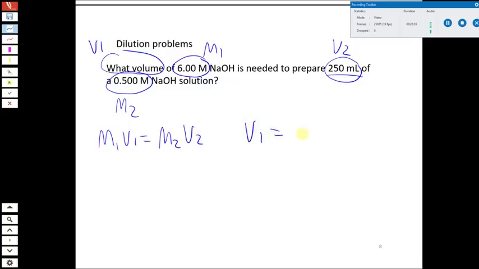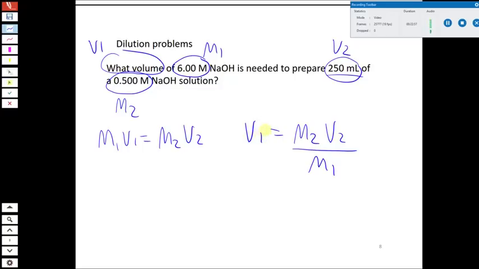V1 is equal to M2 times V2 over M1. And one of the nice things about this equation is that the units that we use for volume don't actually matter as long as we're consistent. So we don't necessarily have to use liters, because in this case, whatever units we use for V2 is going to be the units that we calculate for V1.